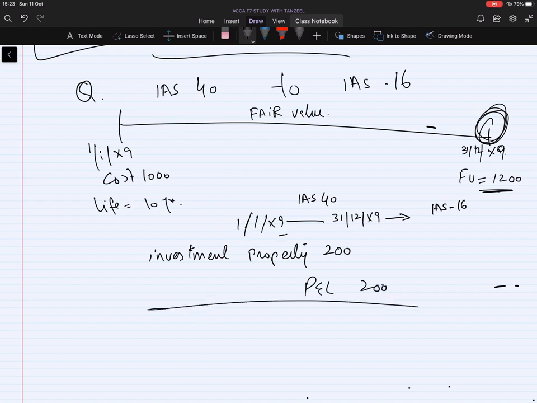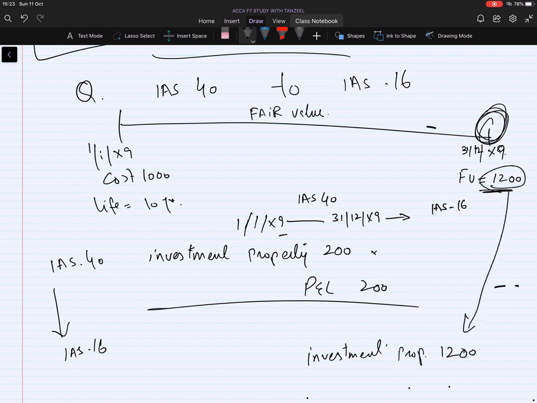And now we will start calculating. This is IAS 40. Now we are changing to IAS 16. Now we will derecognize this investment property, it will be credited, because we are not going to use investment property now. Investment property is 1200. Now we will debit PPE, which is IAS 16 PPE, 1200. This is the way we switch.